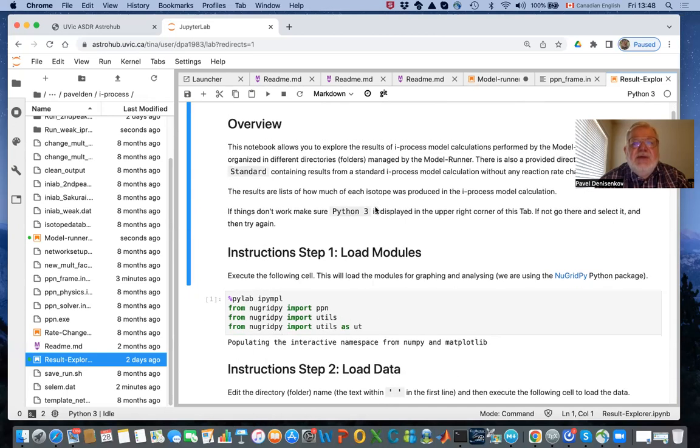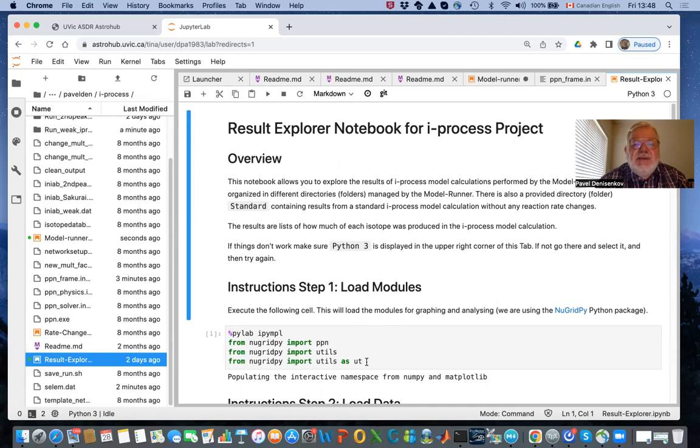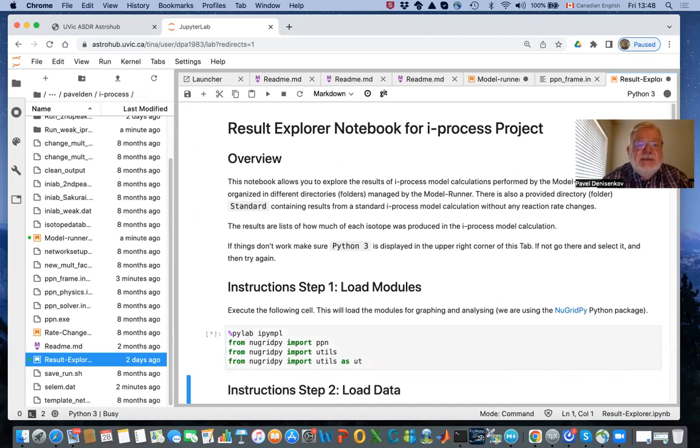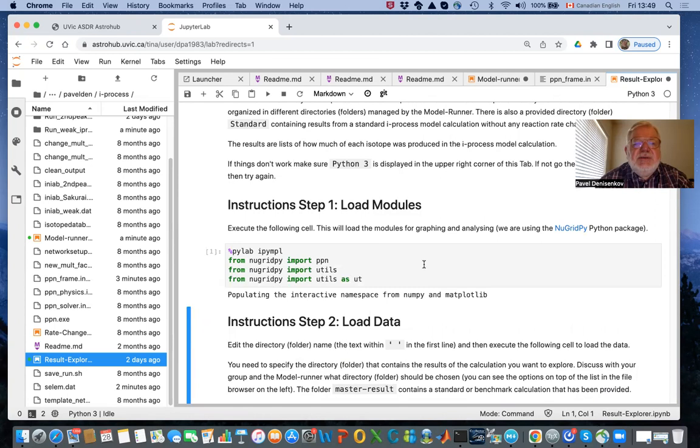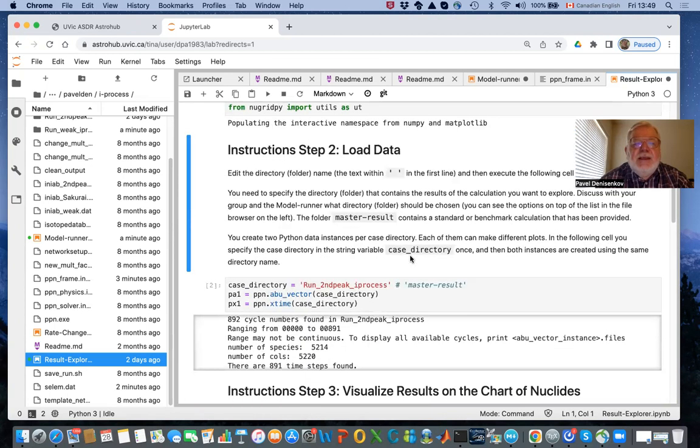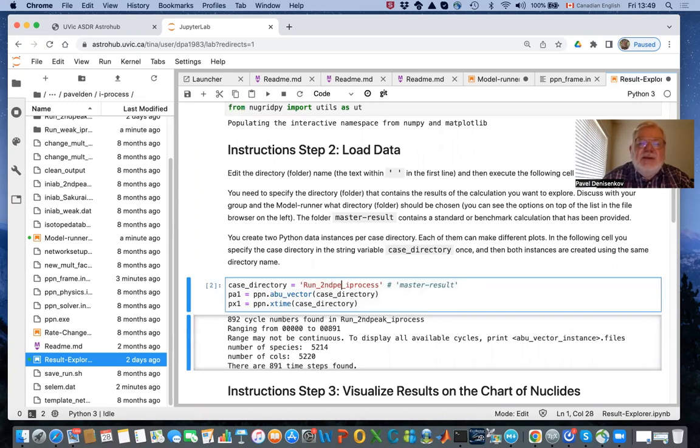Okay, so there are instructions here. You can read them later. Execute all cells. Let's execute this cell. The cell just fills the Python notebook with the right functions, scripts. Okay, done. Now here I have to provide the right directory where the results of my computations are: run_weak_i_process.